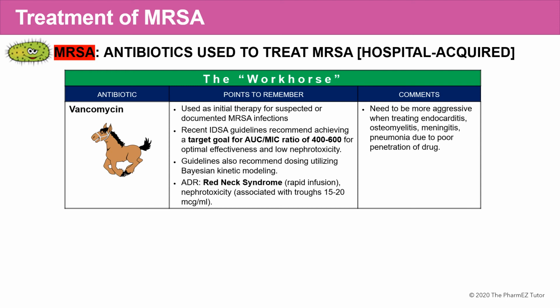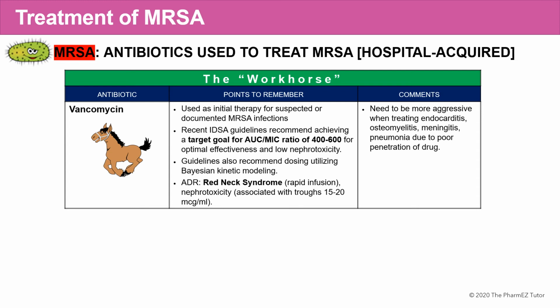documented. Now, recent IDSA guidelines recommend looking at the AUC-MIC ratio, and ideally the target goal for that is 400 to 600 for optimal effectiveness and low nephrotoxicity. Guidelines also recommend utilizing Bayesian kinetic modeling. Adverse reactions to vancomycin are red man syndrome due to rapid infusion, and nephrotoxicity, which is associated with trough levels of 15 to 20 micrograms per mL.